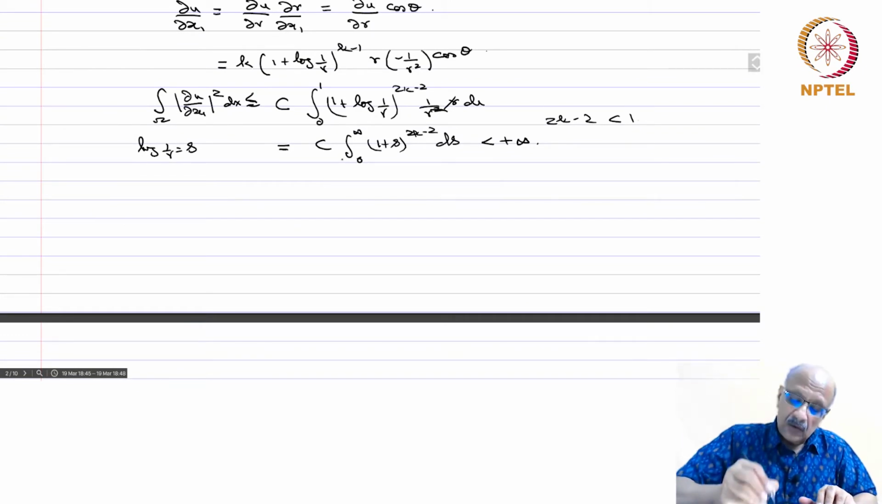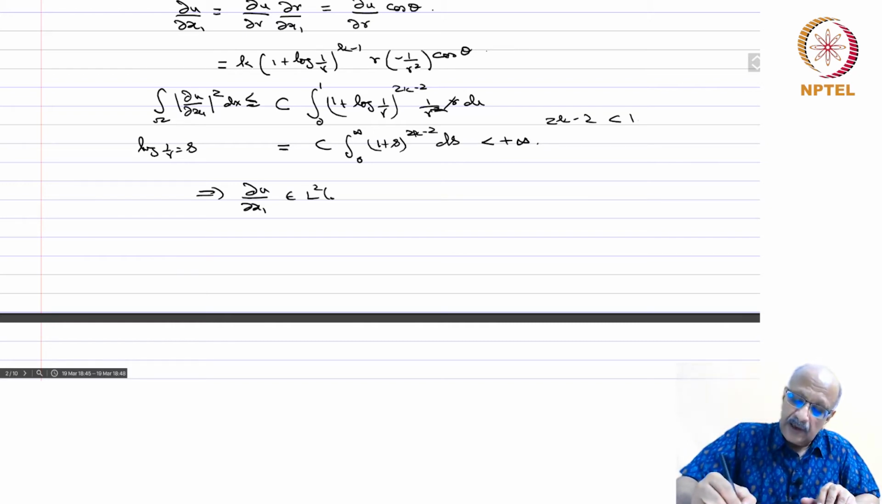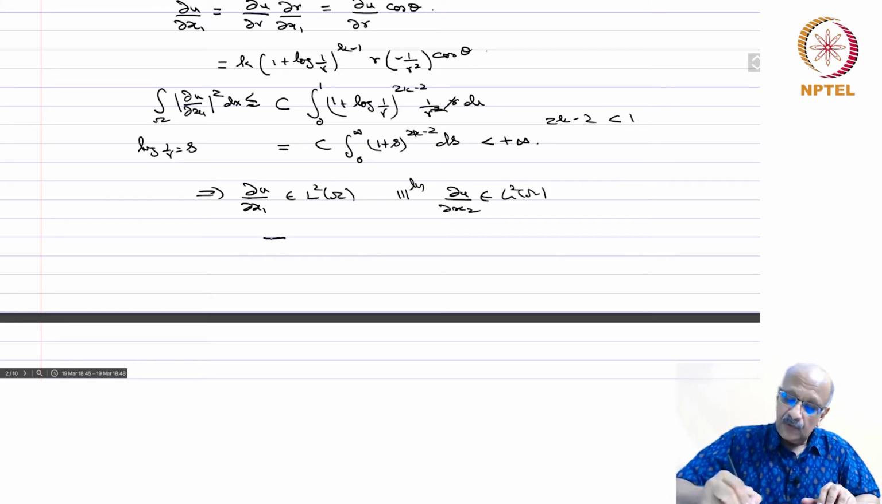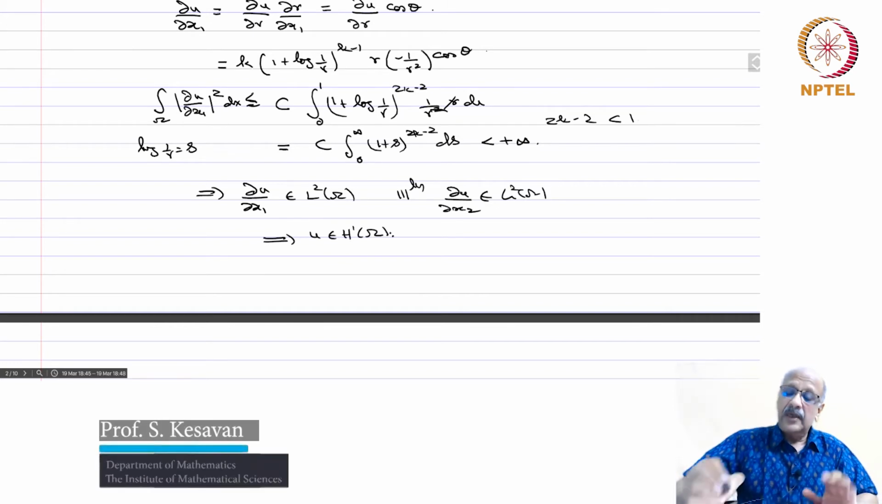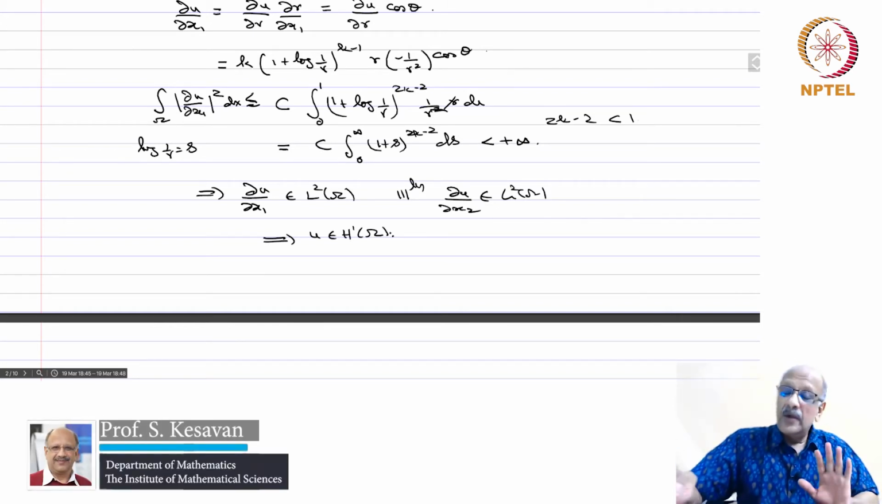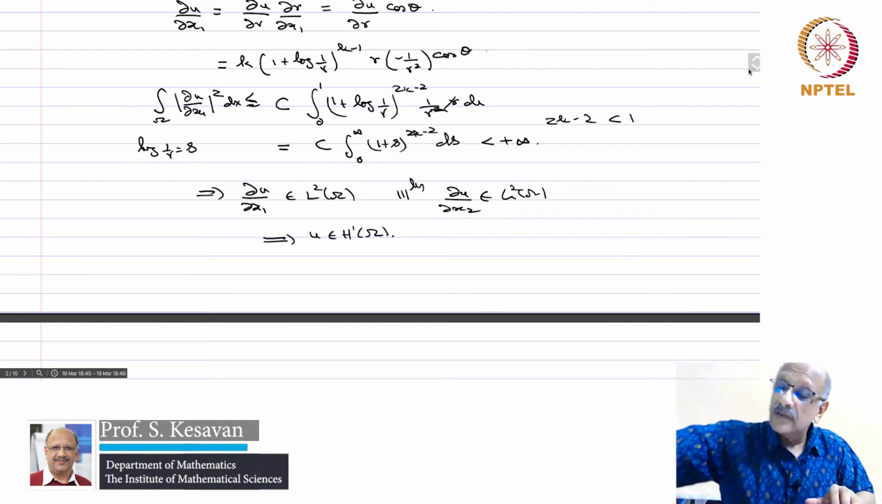So this implies du by dx1 belongs to L2 of omega. Similarly, du by dx2 is also in L2 of omega, and therefore you have that u is in H1 of omega. So this is just a straightforward exercise where we have to compute the distributional derivative and see that it is integrable.